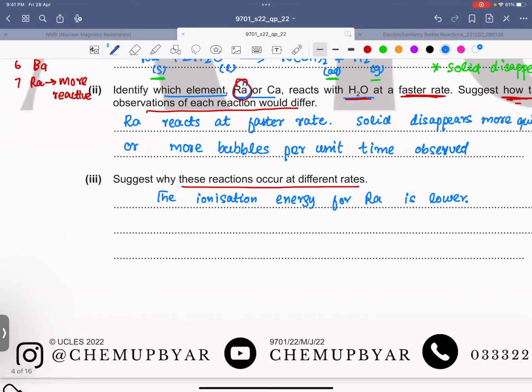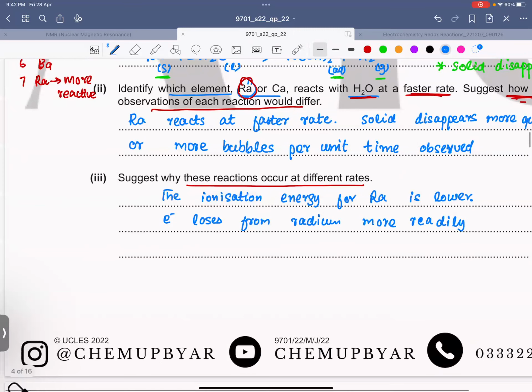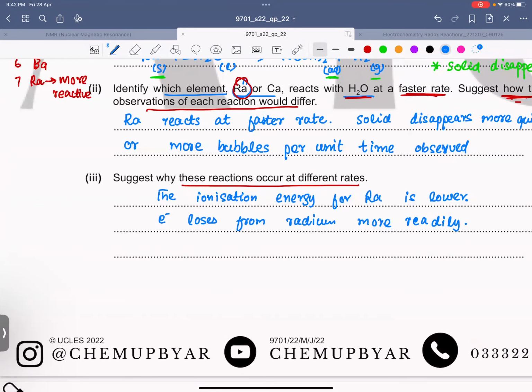I can write that electrons are lost from radium more readily. Or besides this, yeah, you can consider atomic radius as well. There's no harm in discussing it. You can write about atomic radius as well.